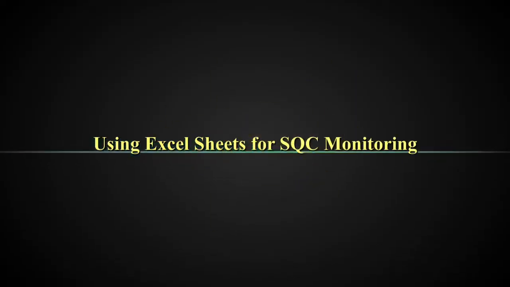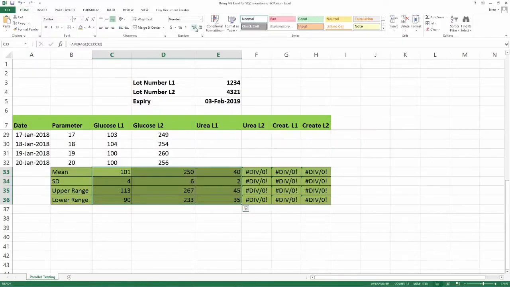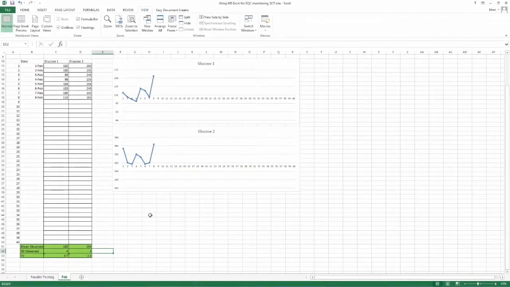Using Excel sheets for SQC monitoring. As we have discussed earlier, before we make an LJ chart, we have to get the values to assign on the charts. For this, we have to do parallel testing. This is the first concept explained in the video, how to use an Excel sheet for parallel testing calculations. After doing parallel testing, we have to use the values obtained to plot LJ charts. This process is explained in the second half.